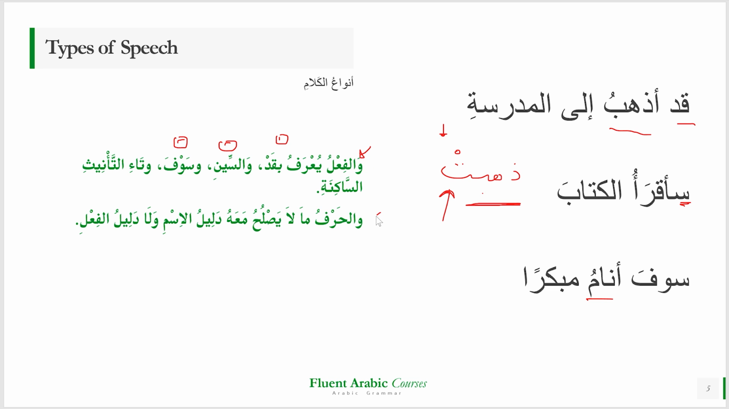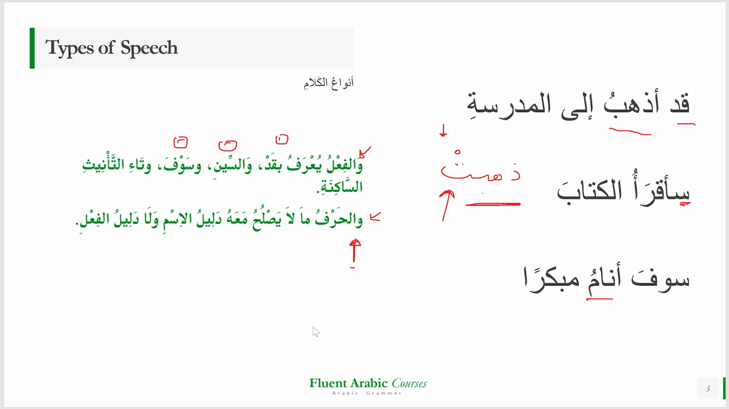Now what about the huruf? والحرف ما لا يصلح معه دليل الاسم ولا دليل الفعل. If both of these categories do not apply to the word, then automatically it is a harf. So we know by the principle of exclusion that it is going to be a harf. If it is not a verb or a noun, then naturally it has to be a harf.